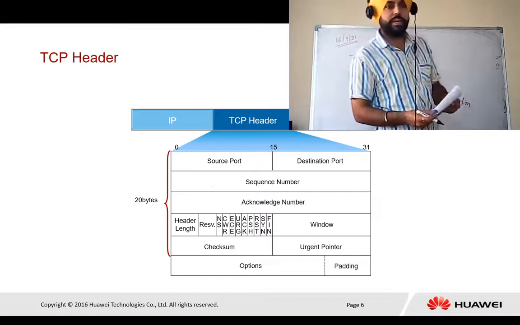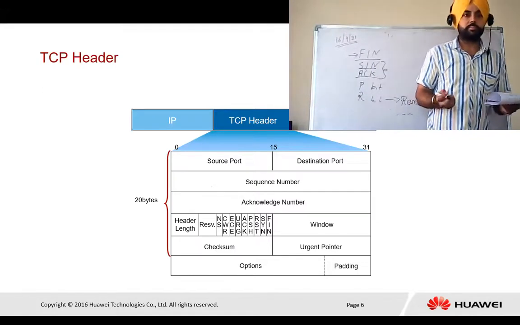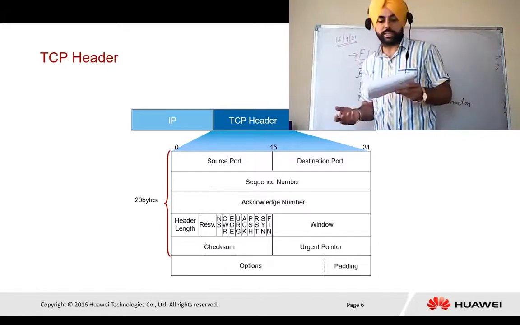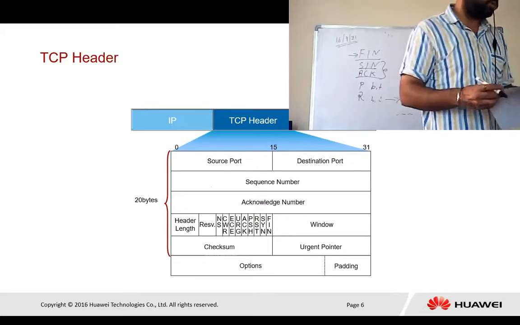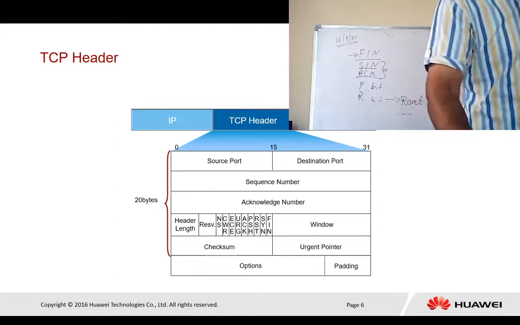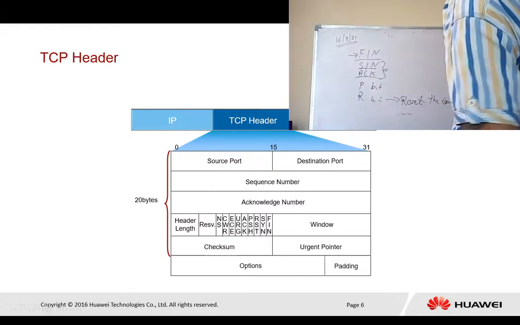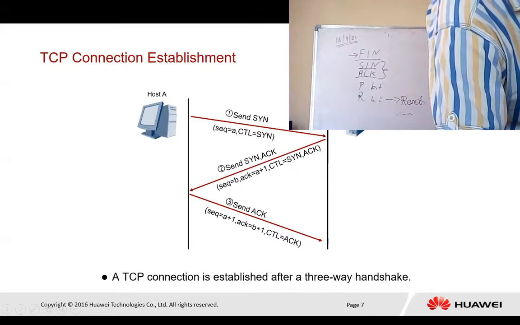So last we have the NS bit, that is specifically the nonce sum bit. And the reserved bit, this field is always 0, the reserved field. So this is all about the TCP header fields. And next we have TCP connection establishment.